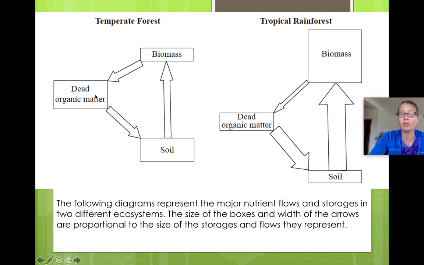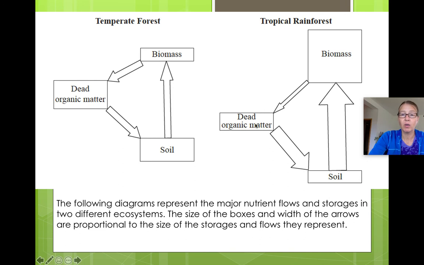In the temperate forest, it looks like most of the biomass or the nutrients is stored in dead organic matter and in the soil, and less is in the biomass. Where here in the tropical rainforest, most of the nutrients are within the living organisms themselves. And you can see the arrows are representing how it moves between these storages, and the size of those arrows is going to indicate often the rate of the flow.